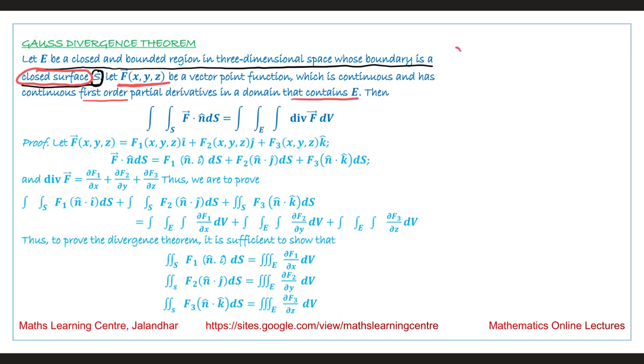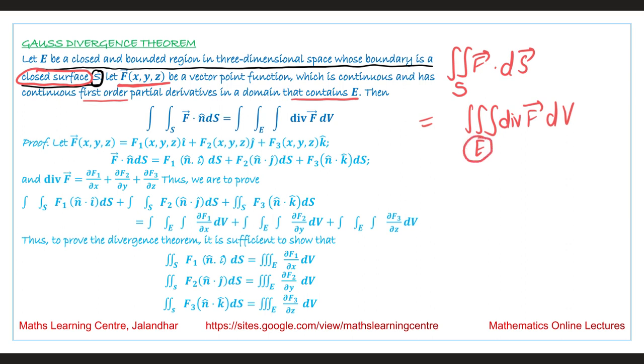Then we have the surface integral of f vector, which is equal to the triple integral, or the volume integral, of divergence of f vector into dv, where E is the closed and bounded region enclosed by this surface S. Now we are saying the surface is closed. Suppose we are talking about a sphere. This is the surface of the sphere, and this volume is the volume enclosed by this surface.